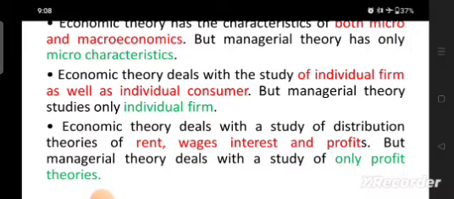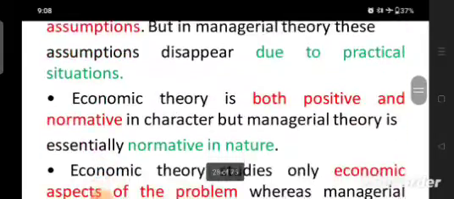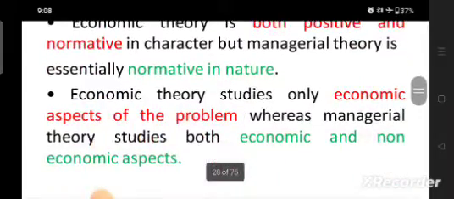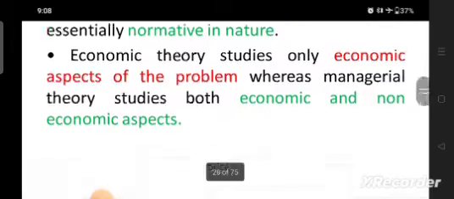And the next one is that economic theory is both positive and normative in character, whereas managerial theory is essentially normative. That means positive is the cause and effect thing, and normative is where we are going to experiment with the thing. So that comes into the picture. And the last difference is that economic theory studies only the business economic aspects of the problem, whereas managerial theory studies both economic and non-economic aspects of the firm. So these are the few differences between economic theory and managerial theory.